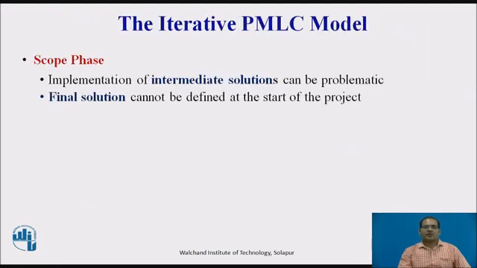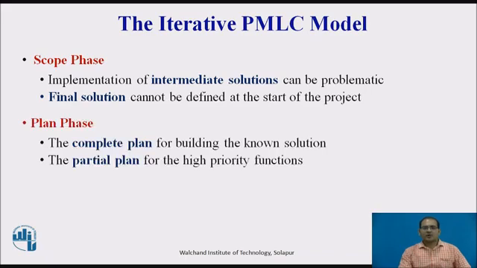Next, we will see the scoping phase of an iterative model. It takes on a bit more complexity than the scoping phase of linear or incremental PMLC models, and it requires decisions that are not part of linear or incremental PMLC models. That is, implementation of the intermediate solutions, that is the work products that can be problematic, and final solutions that cannot be defined at the start of the project.